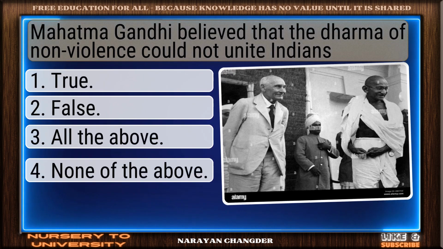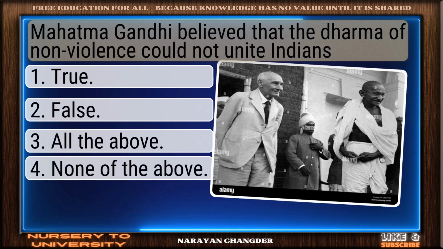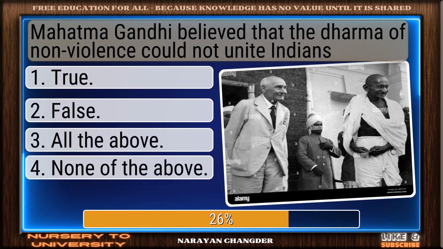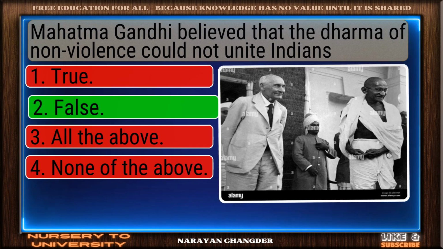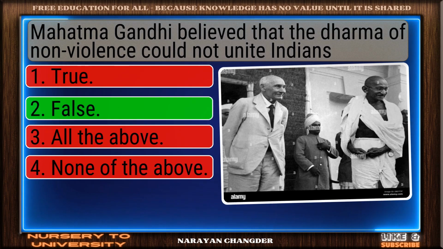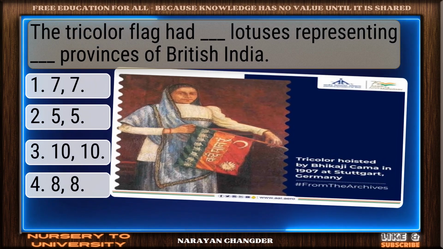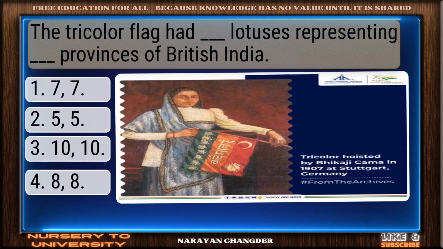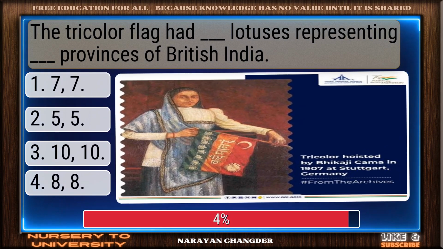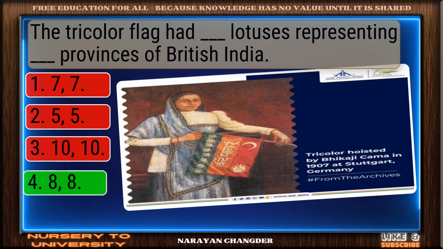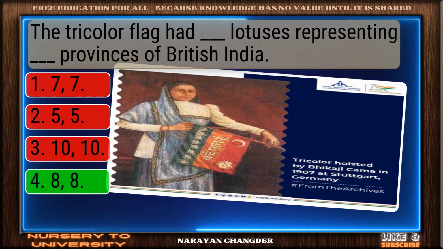Mahatma Gandhi believed that the Dharma of non-violence could not unite Indians. Excellent. False is well reasoned. The tricolour flag had eight lotuses representing eight provinces of British India. Great thinking. 8 is right.